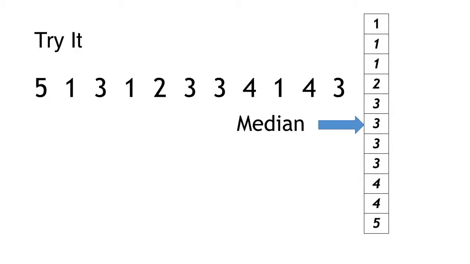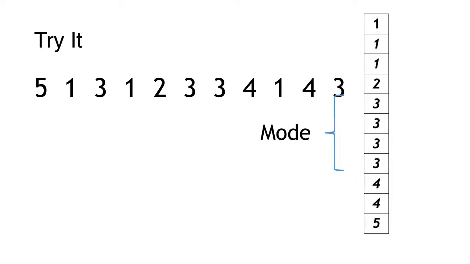Then I can slice them in half. So there are 5 scores under this middle point and there are 5 scores above this middle point. So there's my median. It's 3. Now, before we move on to the next slide, think what the mode would be. What's the most frequently occurring score?